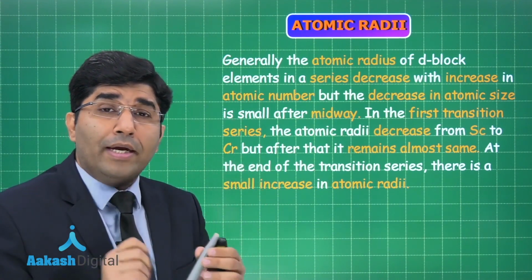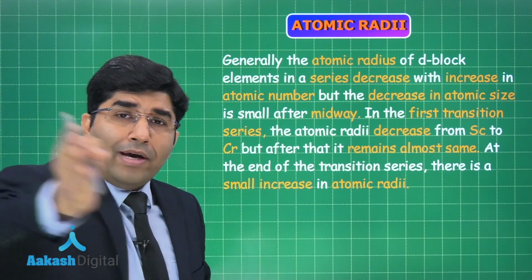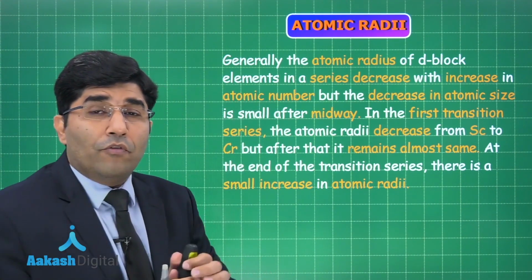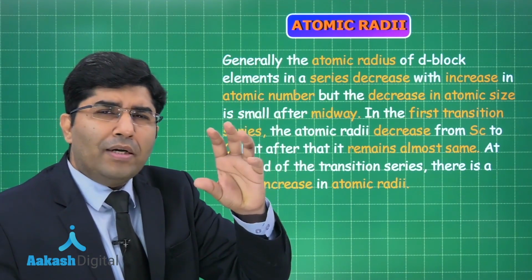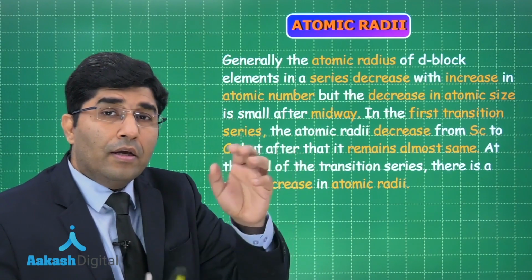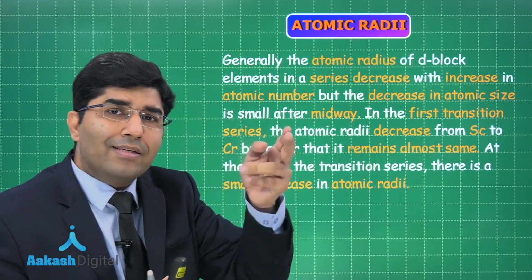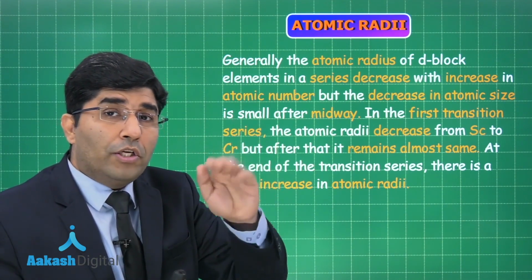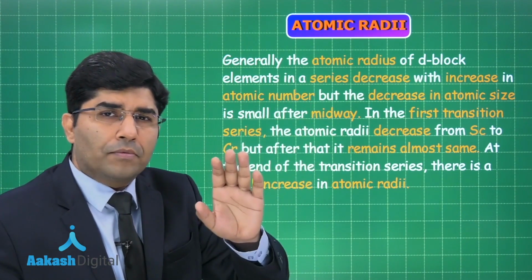the atomic radius. Why? When we move across the period, the effective nuclear charge increases. When effective nuclear charge increases, the radius will decrease. But in the midway, a screening effect comes into the picture. A screening effect cancels the effect of the nuclear charge, right? So due to this cancellation, the radius becomes almost constant.